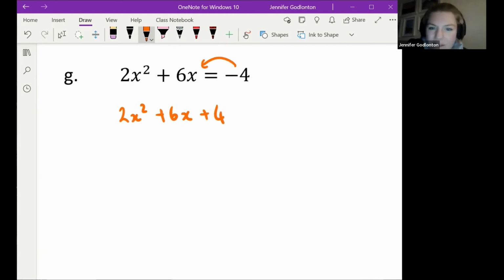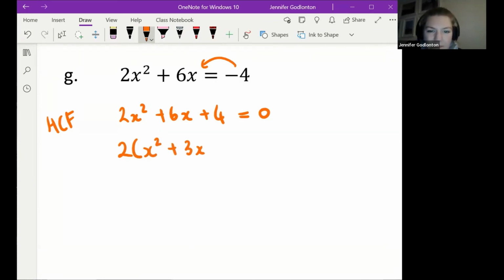So it would be plus 4. Excellent. Now I like where we're going with highest common factor. What's that going to look like? So the highest common factor is 2. So then it would be x to the power of 2 plus 3x plus 2 equals 0. Good. And then we're going to do a trinomial.